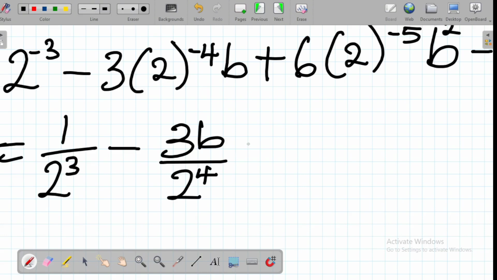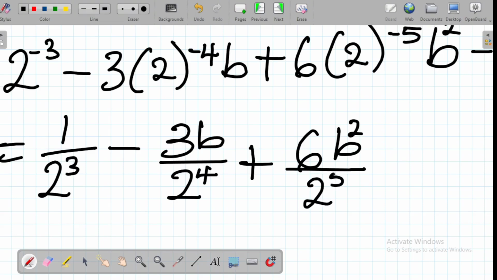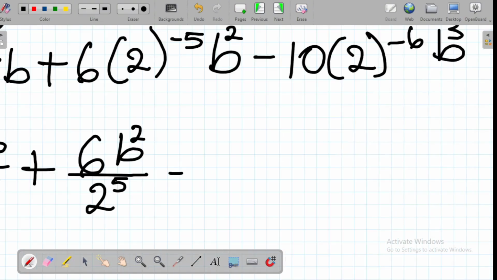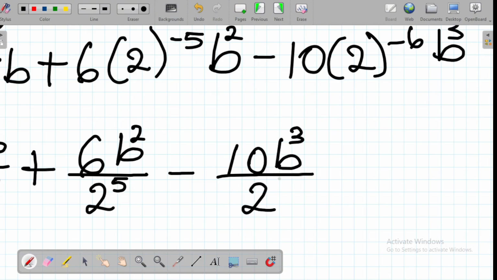We have here plus 6 multiplied by 2 raised to power negative 5 multiplied by b squared can be written as 6b raised to power 2 all over 2 raised to power 5, and then minus 10 multiplied by 2 raised to power negative 6 multiplied by b raised to power 3 can be written as 10b raised to power 3 all over 2 raised to power 6. So this is our final answer.